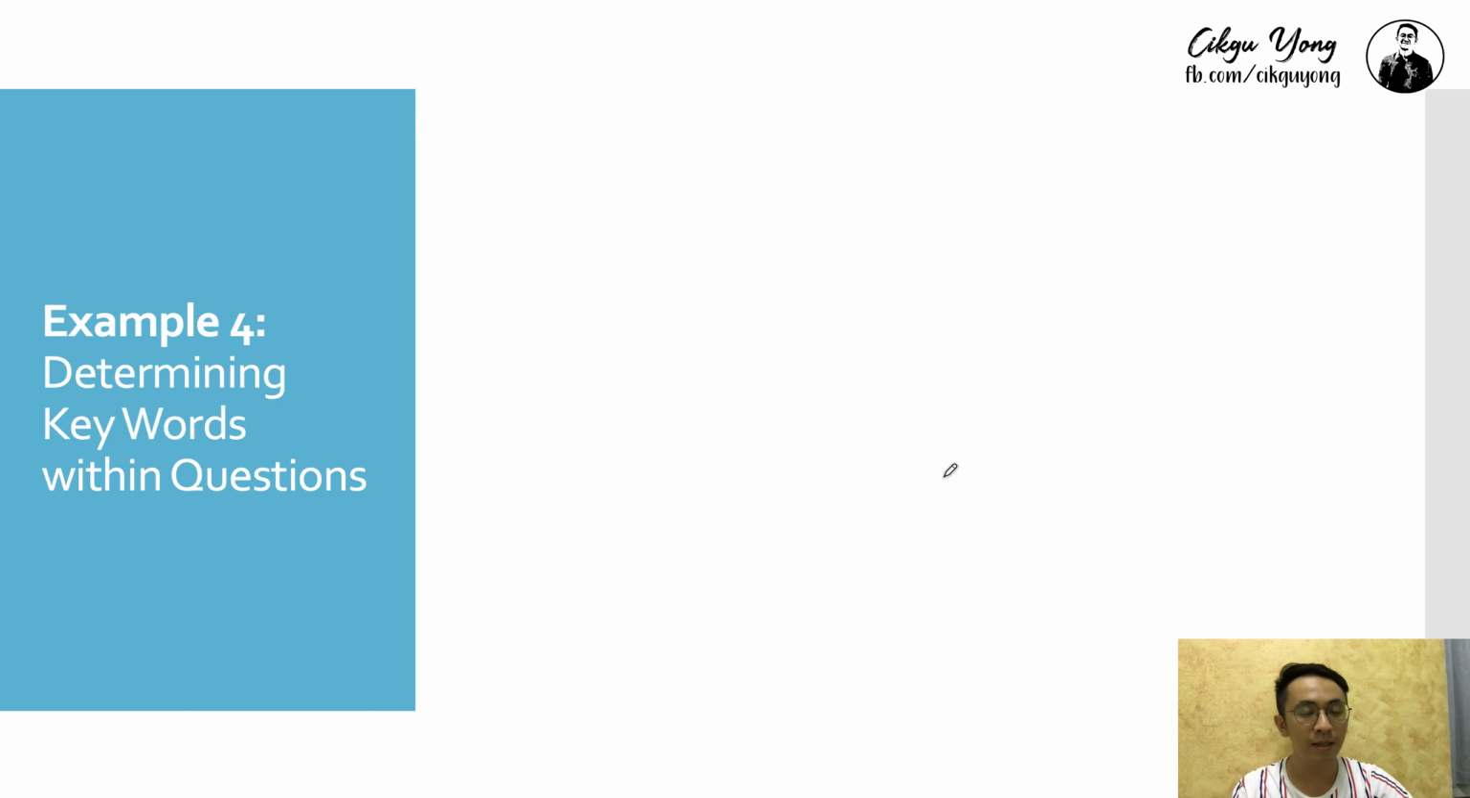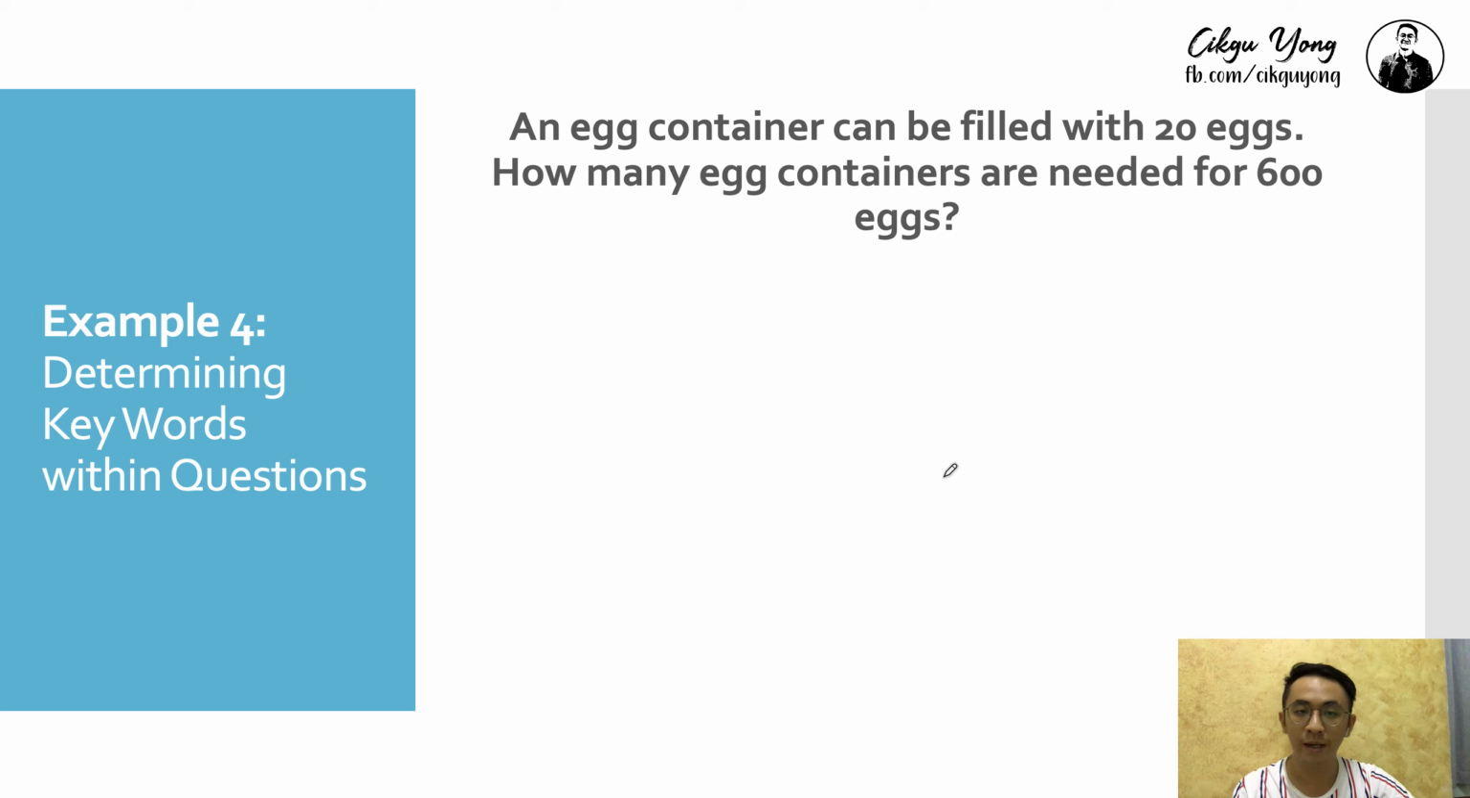So the last example: an egg container can be filled with 20 eggs. How many egg containers are needed for 600 eggs? So I can't really find any keywords here, but again, figures are important because it is about mathematics, it's about calculations. So if you can't really find any keywords, what I would strongly recommend is to try to draw or visualize based on every single statement given to you.